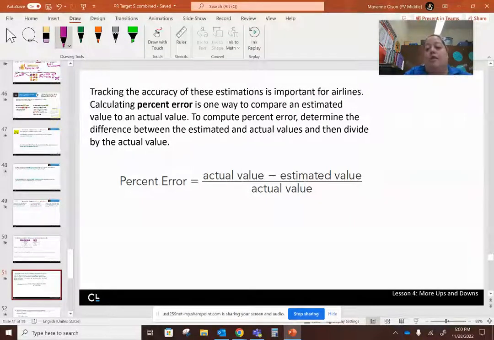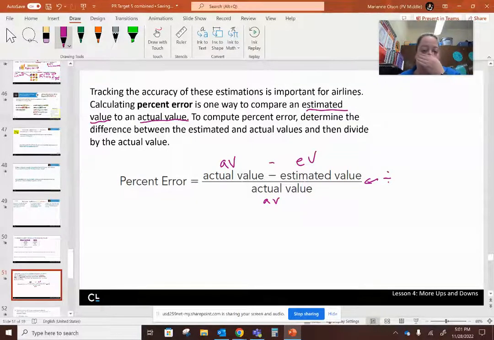So calculating the percent error is one way to compare an estimated value to an actual value. To compute percent error, we're literally just going to follow this. We're going to find the difference, we're going to subtract, and then divide. That's how easy this is. So I abbreviate this actual value as AV minus your estimated value, EV, because I'm not writing that out every time. And then, of course, this bar means to divide, and you're going to divide that by what your actual amount was. So we're going to practice this, but you'll notice that you're going to get a percent error, but the percent is going to be written as a decimal, and you have to change it into a percent.